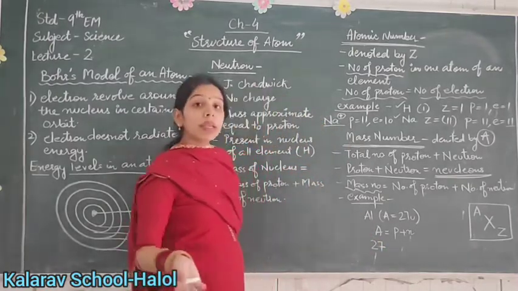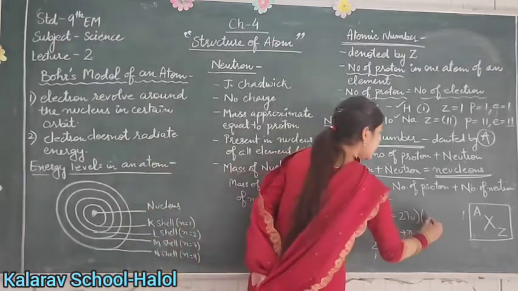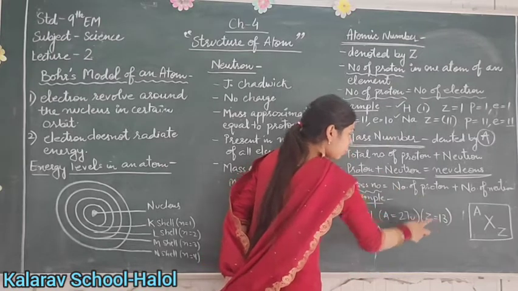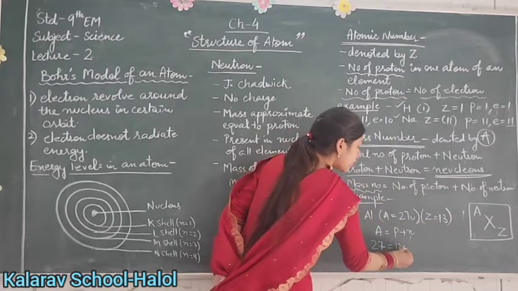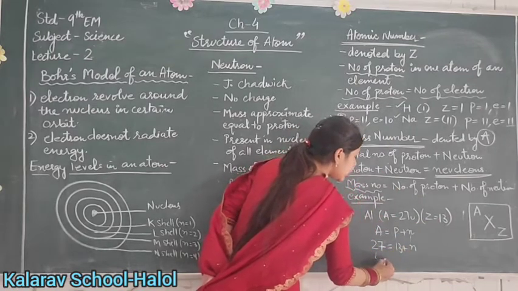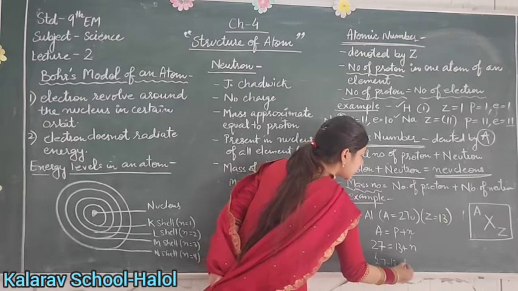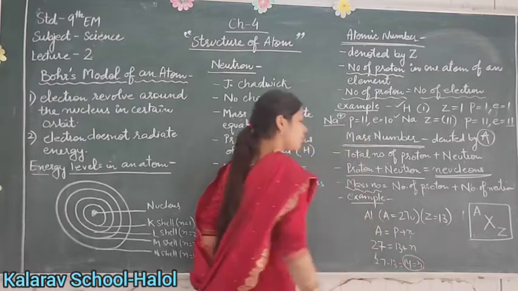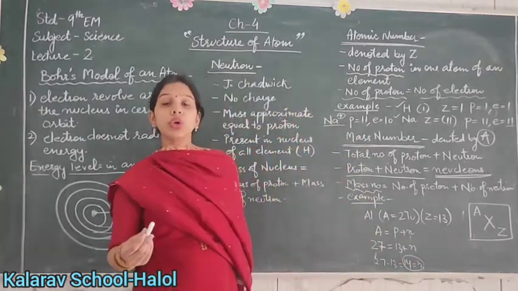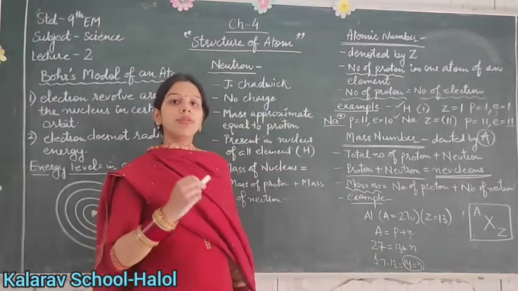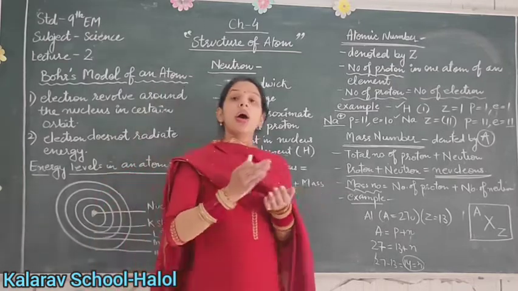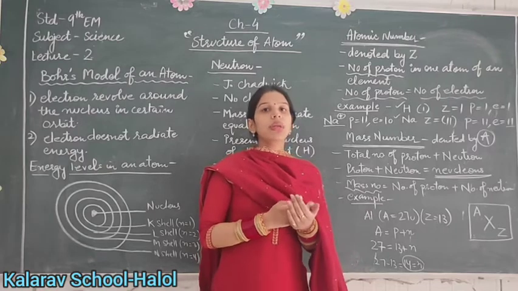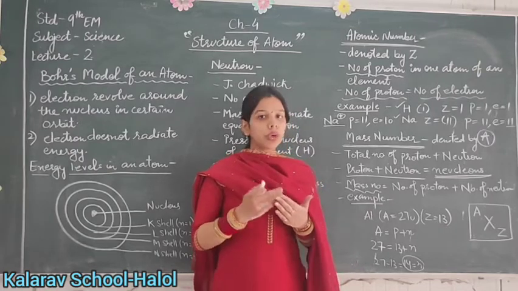So what is the atomic number of aluminium? Z is 13, so here the number of protons is 13. So what do we get? We get the neutrons: 27 minus 13 is 14. How many neutrons are there in aluminium? That is 14. So by knowing the atomic number and mass number, we can calculate the electrons, protons and neutrons.